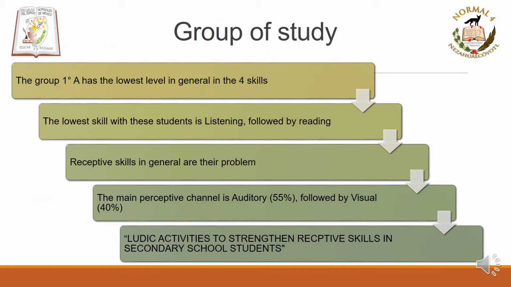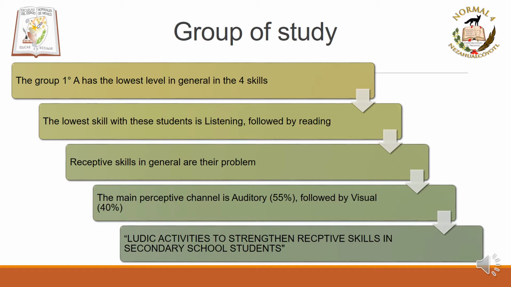Then we can speak about the group of study. I applied the diagnostic exam in 4 groups, which are the first A, first B, first C, and first D. Based on the results of that diagnostic exam, I chose the first A because it had the lowest level in general in the 4 skills.